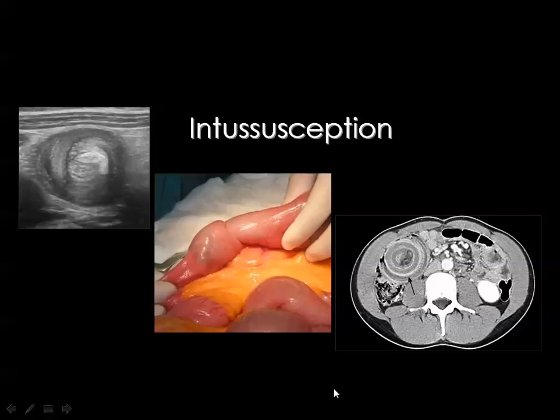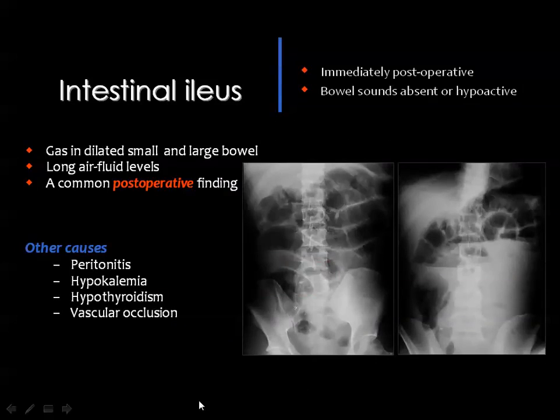Intussusception will also be discussed in the pediatric sector, but here is the target sign, which is commonly seen by ultrasound and also seen by the CT scan, characteristic of an intussusception. And intussusception is one of the intrinsic causes of intestinal obstruction.